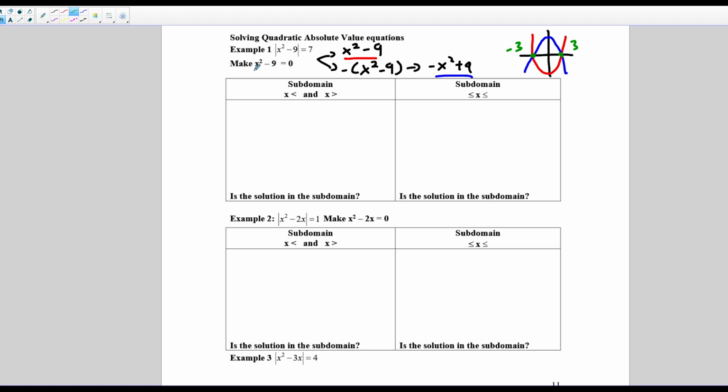How do I know that? We're going to look here at x squared minus 9 equals 0. So when x squared minus 9 is equal to 0, I can go ahead and factor that as (x plus 3)(x minus 3) is equal to 0. So I have two solutions. x has to be equal to +3 and x has to be equal to -3, giving me my two x-intercepts.